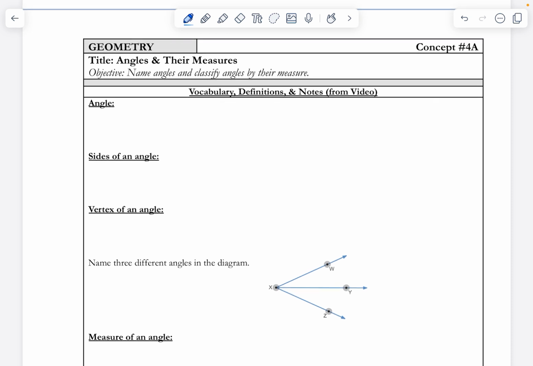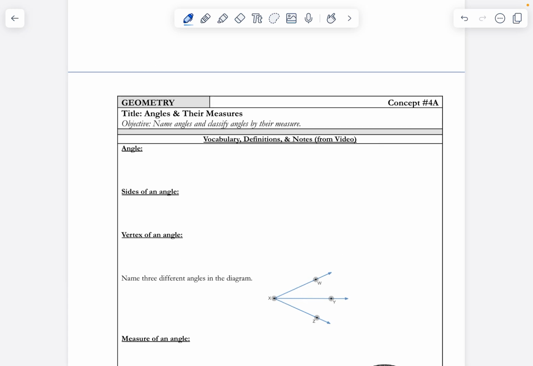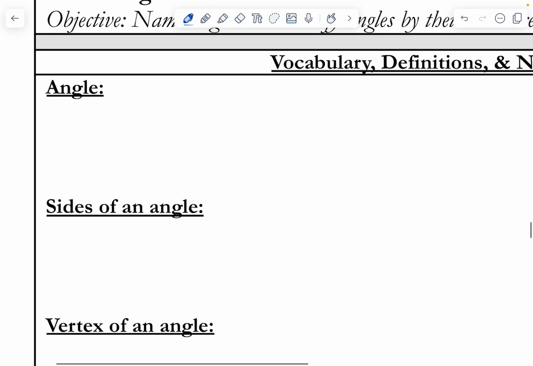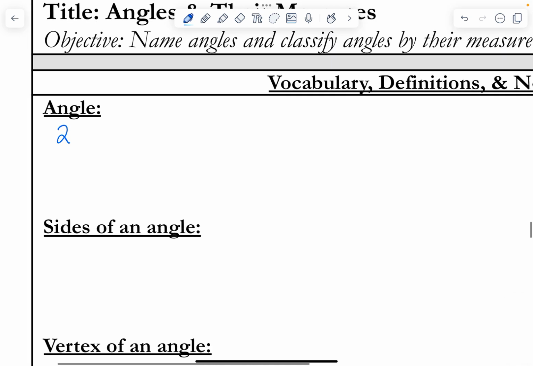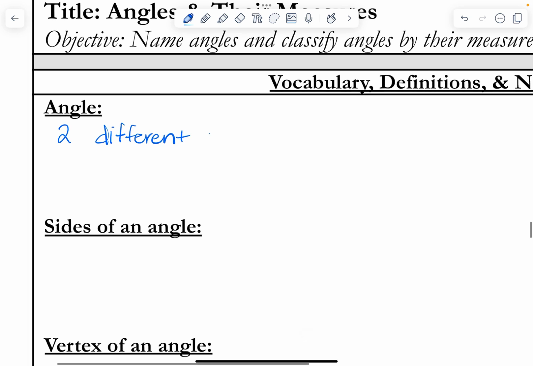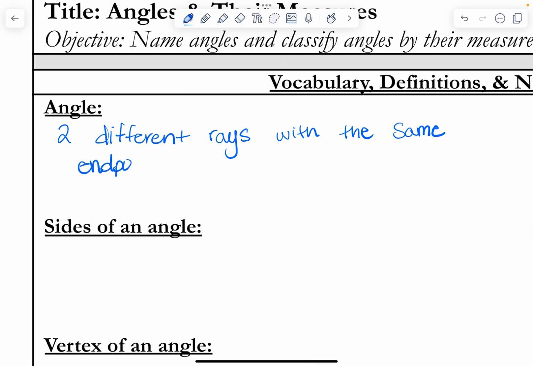First definition is an angle. An angle definition is two different rays with the same endpoint. Okay, so we all know kind of what an angle would look like, something like this.